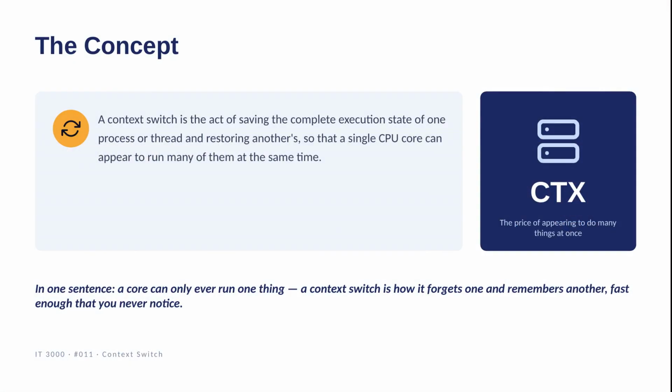A context switch is the act of saving the complete execution state of one process or thread, every register, every pointer, everything the CPU was thinking, and restoring another's in its place. Because here's the truth underneath. A single core can only ever run one thing. A context switch is simply how it forgets one and remembers another, fast enough that you never notice.